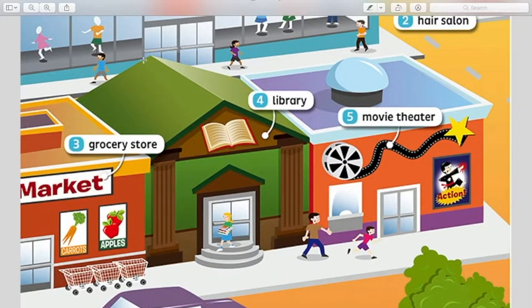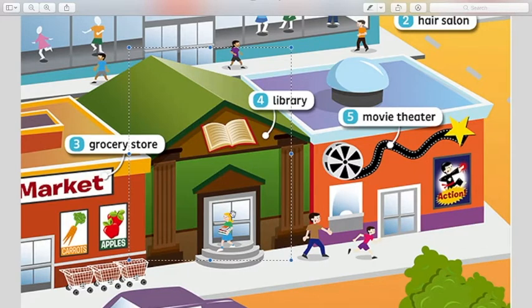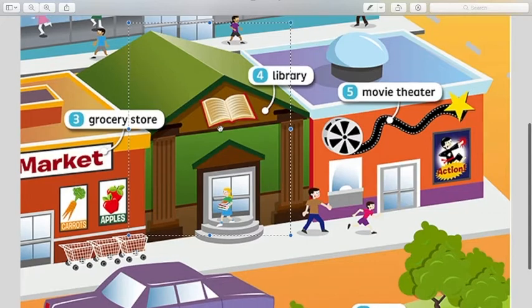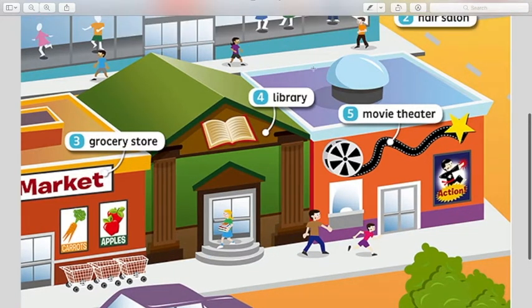Library. Right here. This is a library. You see a student coming out with books. There is also one giant book here. That's how you know this is a library. And next to the library, we have here the movie theater. Next to the library is the movie theater.